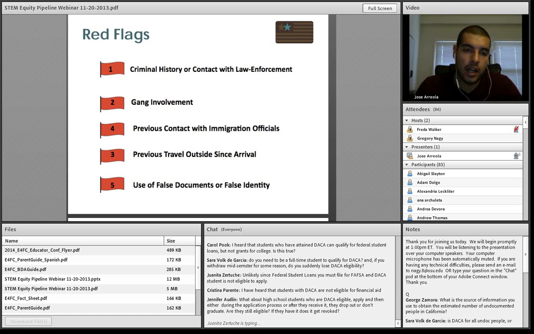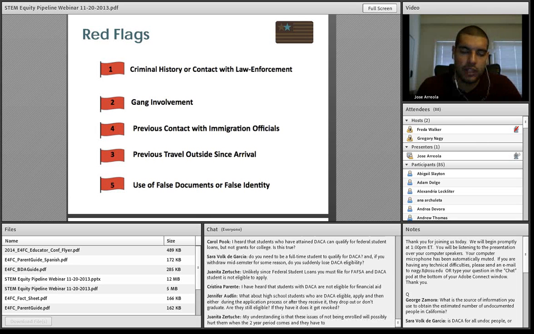So again, the red flags are: any criminal history or contact with law enforcement, any gang involvement or gang affiliations, any contact with immigration officials, and any previous travel outside of the U.S. since arrival. So for example, I arrived in the U.S. in 1992. If I was to leave the U.S. at any point after 1992 and then return, that's the type of stuff we want to take a look at.